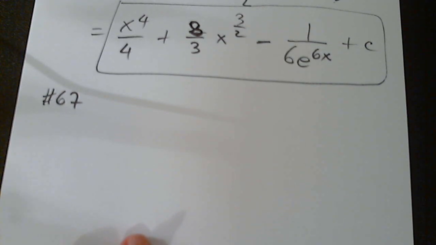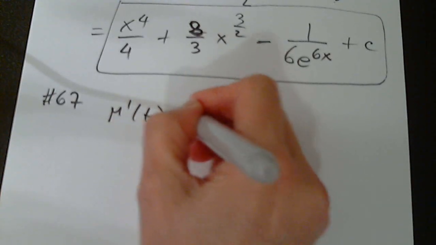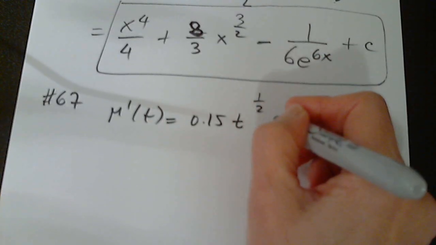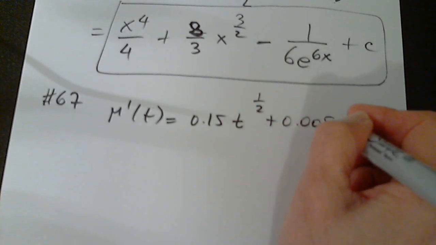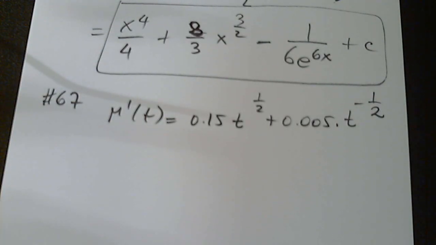The rate at which students memorize Spanish vocabulary is estimated by M prime of t, 0.15 t to the 1/2 plus 0.005 t to the negative 1/2. M of t is the number of words memorized, and M prime of t is the rate of change. Find M of t if it is known that M of 0 is 0.